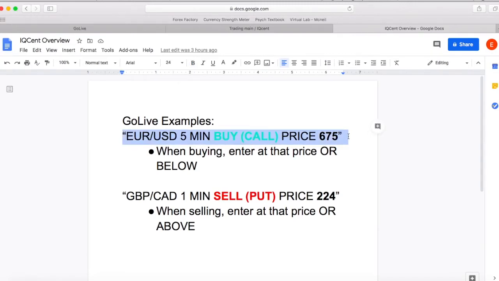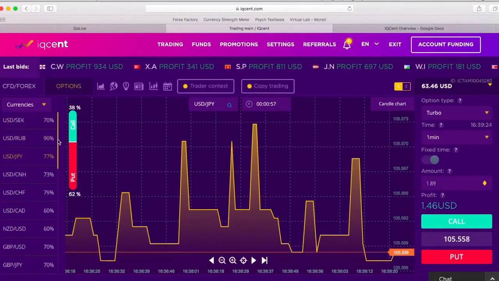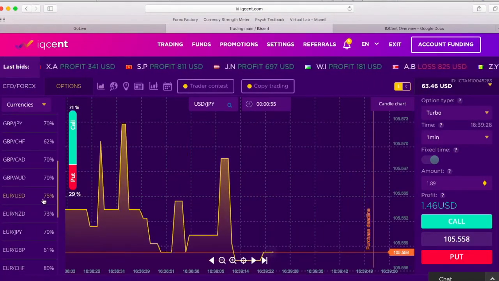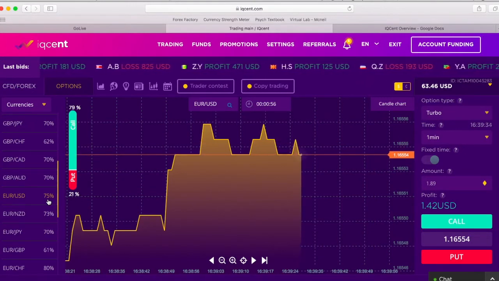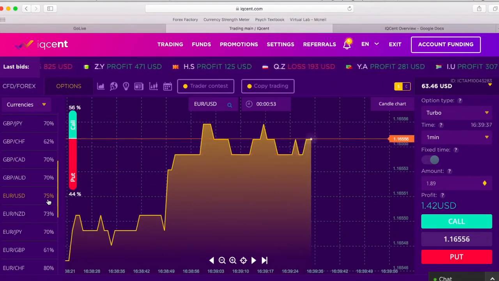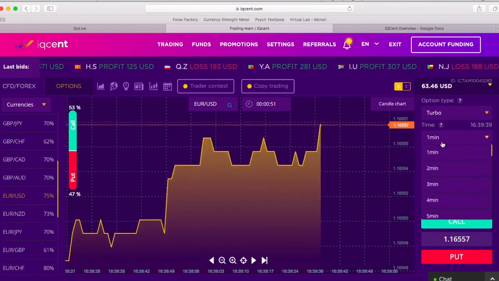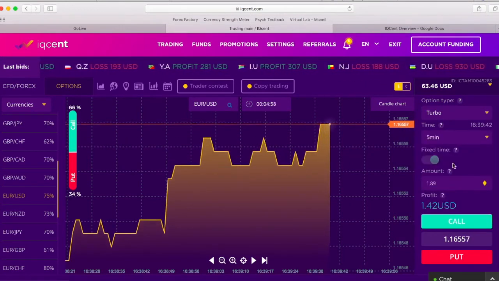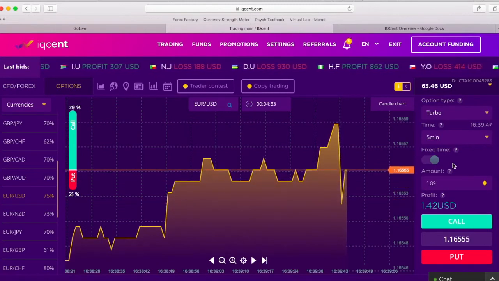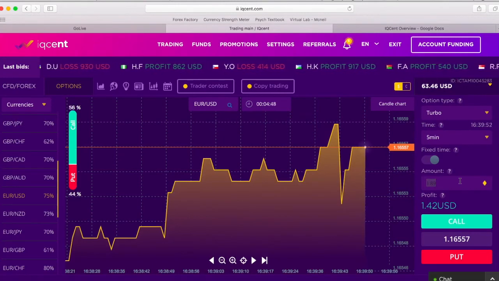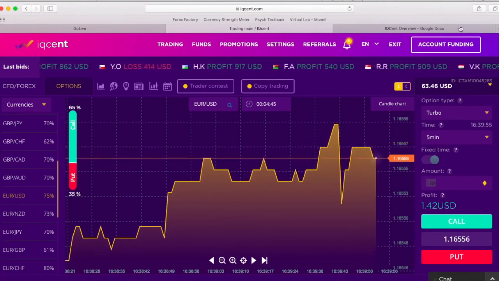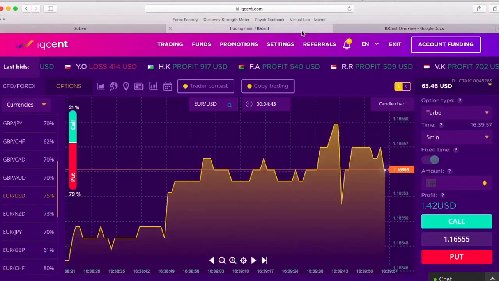The first thing you're going to do is find the currency pair Euro USD right here, and make sure that the payout percentage is 70% or higher. So we can trade this because it's 75%. Then you're going to change the expiration time to 5 minutes, like he said. And then you're going to type in a proper risk amount, about 189 for this example. And then finally, he's calling out a buy for price 675.